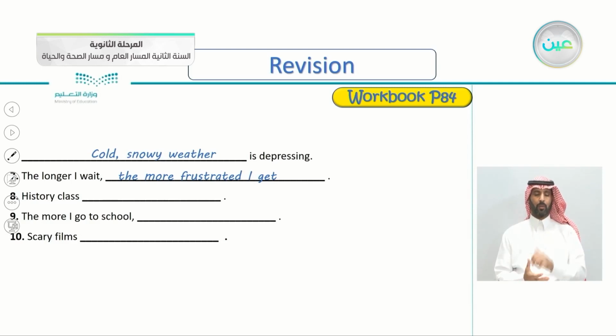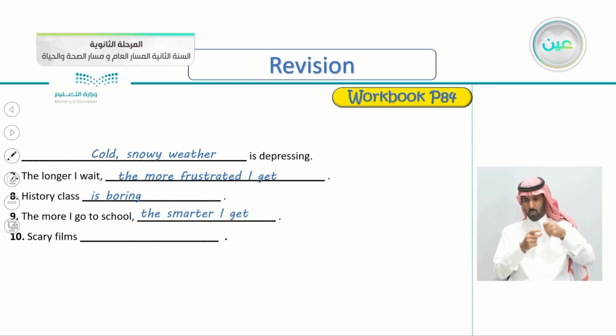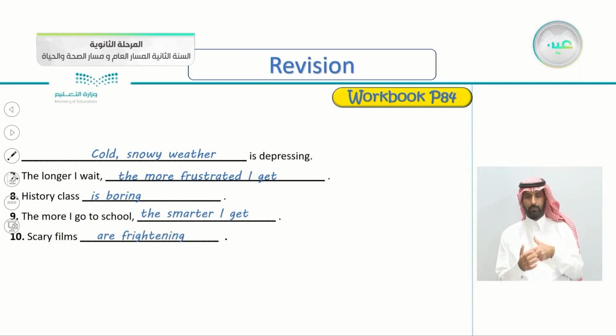Number 8, history class. So is boring. For example, the more I go to school. Number 9, the more I go to school, the smarter I get. Of course, this is the correct answer. Number 10, scary films. You can continue with whatever you want. Scary films are frightening. Of course, this is the present participle.